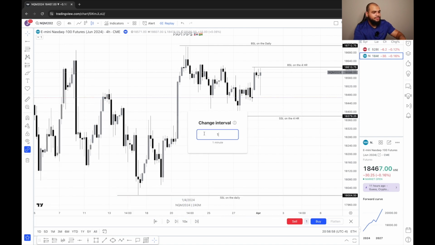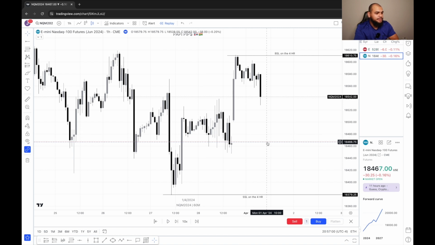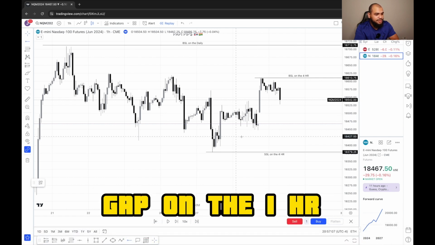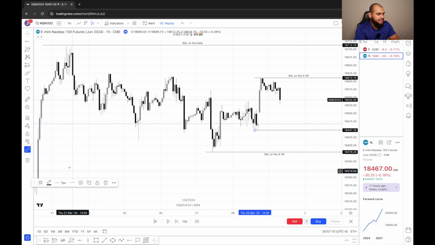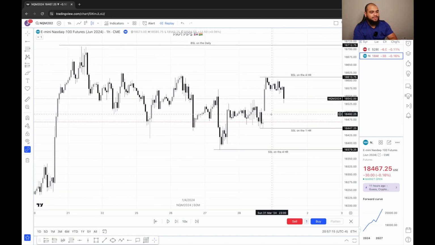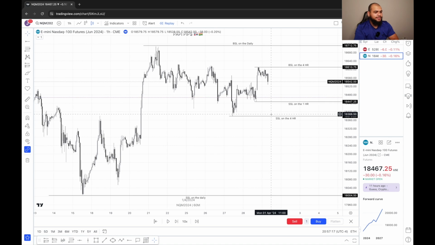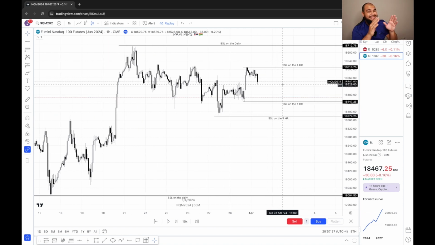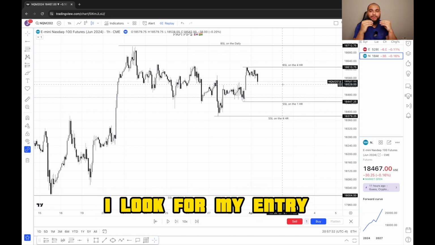From here, I'm gonna go to the 1-hour, and I can see there's a gap right here. I can also see that we have sell side liquidity right here. Once we get to this level, I have everything marked up, the majority from the daily to the 1-hour. Now, when I go down to the 15 and 5 minute and the 1 minute, I'm looking for my entry.